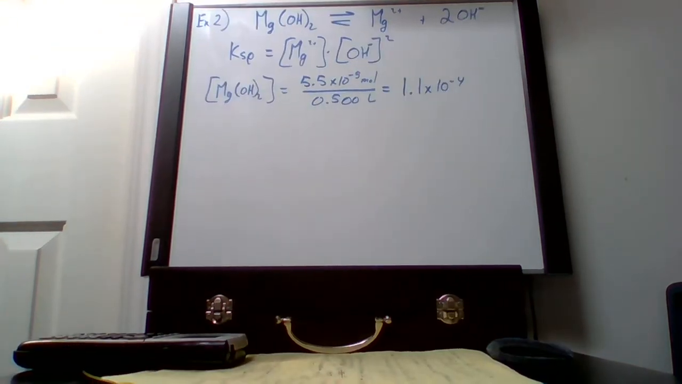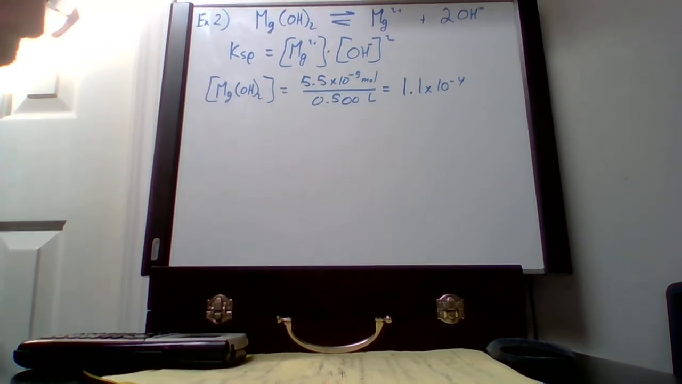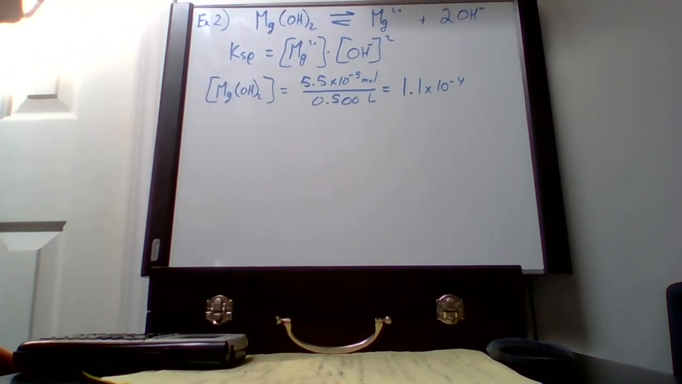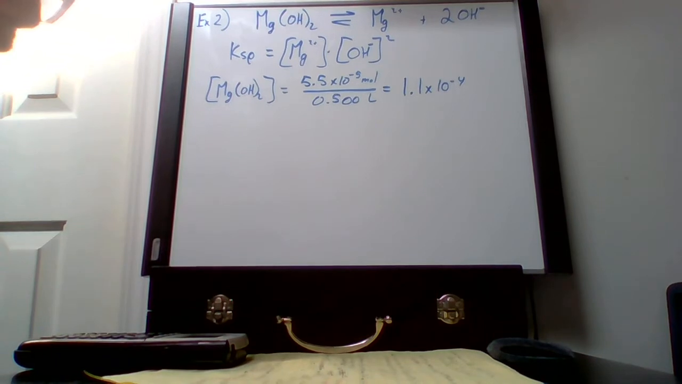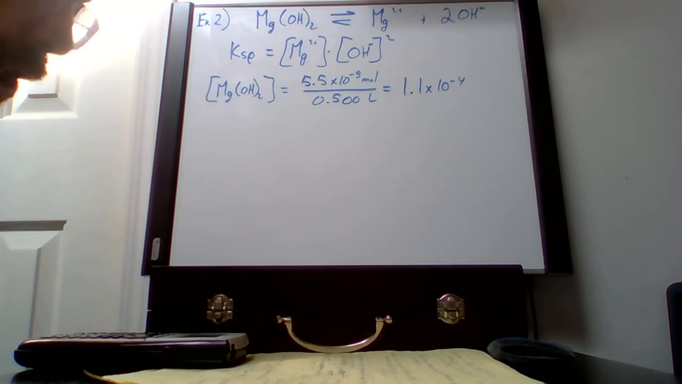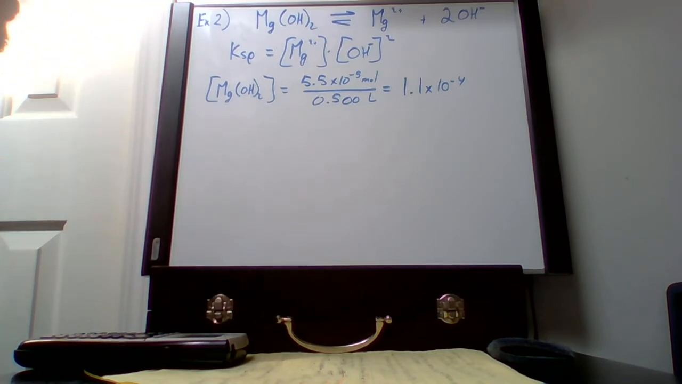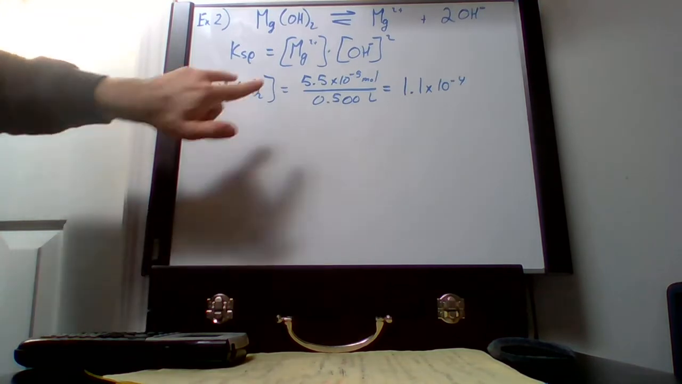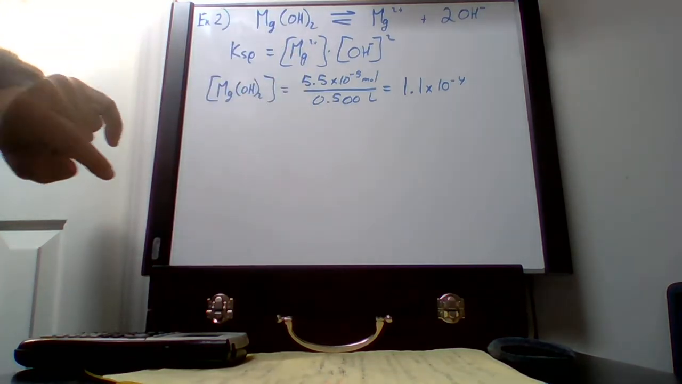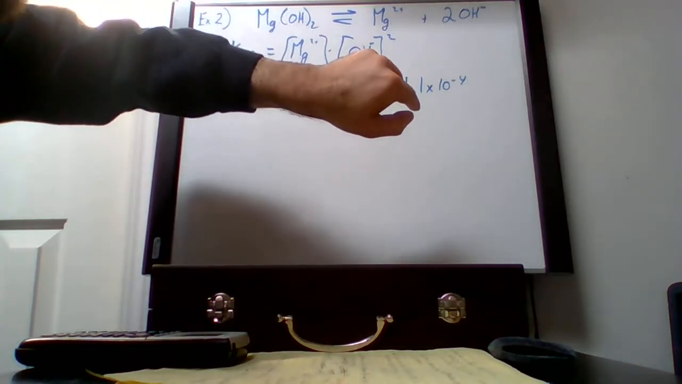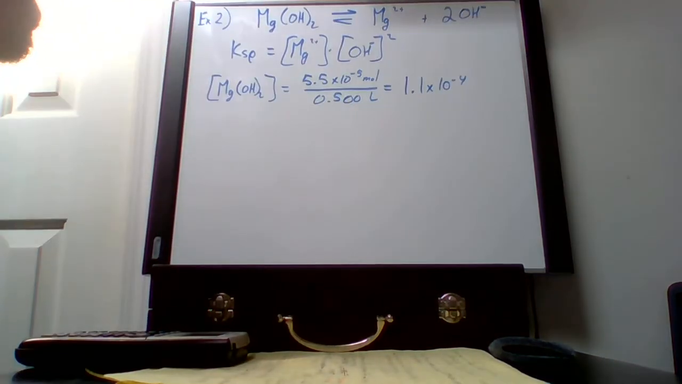Okay, here we are with your second example. I just went ahead and wrote some of this stuff out to shorten the length of this video. So we have a saturated solution of magnesium hydroxide made by dissolving 5.5 times 10 to the negative 5 moles in 500 mL of solution. Calculate the KSP. Right, so we started off with our balanced equation. We've got the solid magnesium hydroxide, which breaks down to our magnesium and 2 hydroxide ions.